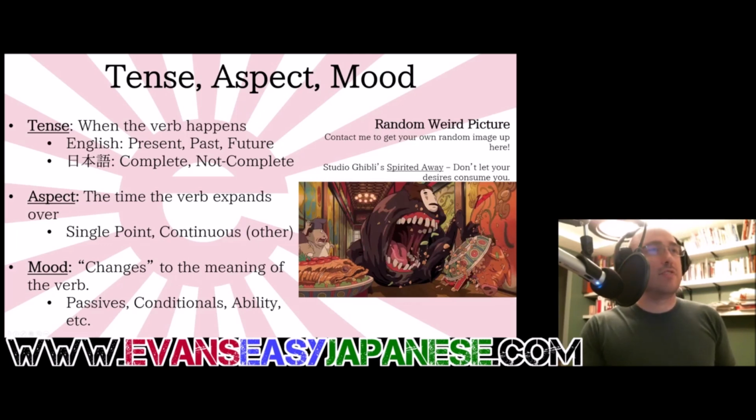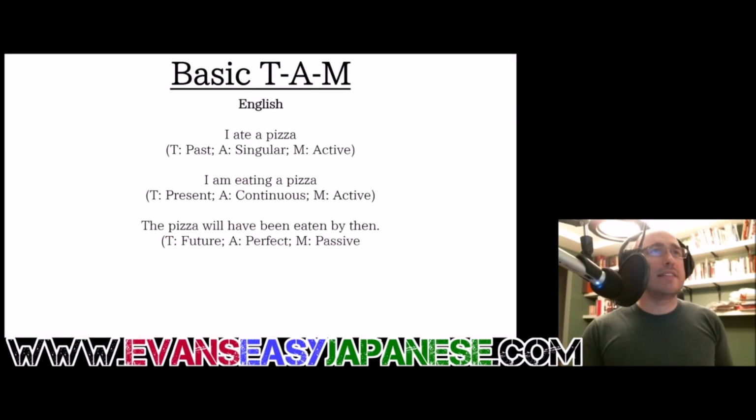Okay, let's keep on trucking. Basic TAM, aka tense, aspect, mood. English: I ate a pizza, so it happened in the past. It's a singularity, I ate. And it's active. I'm the one performing the action. The subject does the verb. I am eating a pizza. So currently it's present. So I'm eating. It's over an elongated period of time, right?